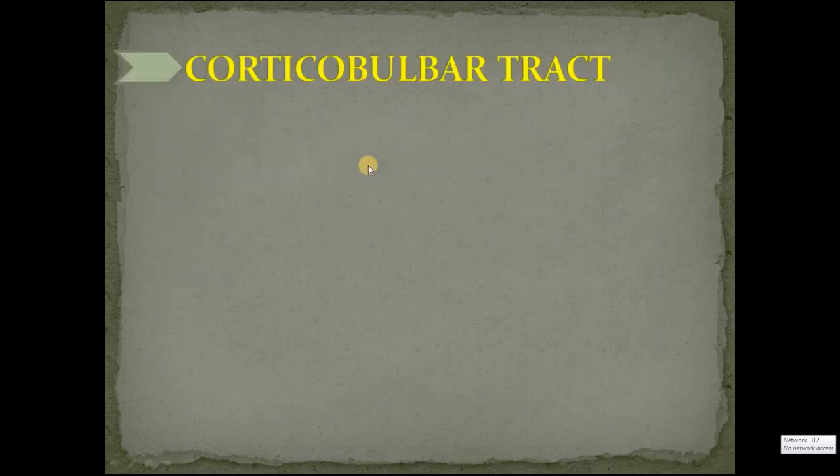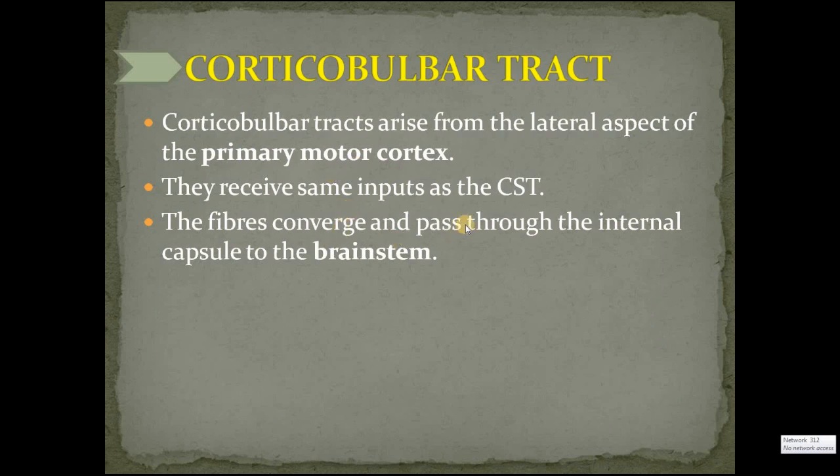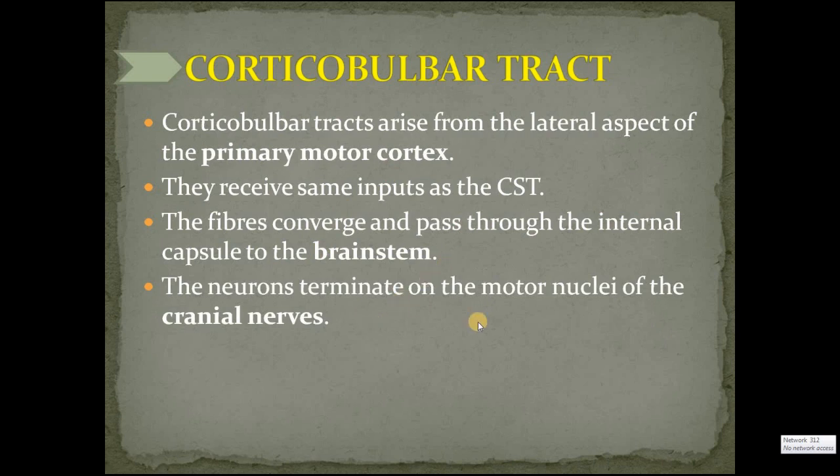Now let's learn about the corticobulbar tract. The corticobulbar tract arises from the lateral aspect of the primary motor cortex. They receive the same inputs as the corticospinal tract from the primary motor cortex and the premotor cortex. The fibers converge and pass through the internal capsule to the brainstem, and the neurons terminate on the motor nuclei of the cranial nerves. The main function of this pathway is to supply the muscles of the head and neck.